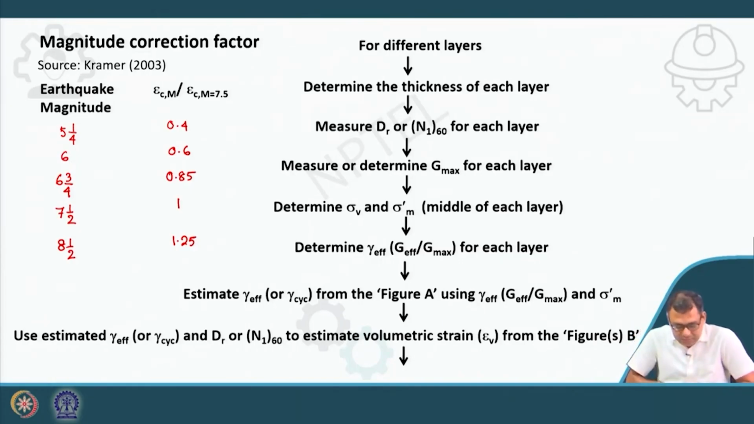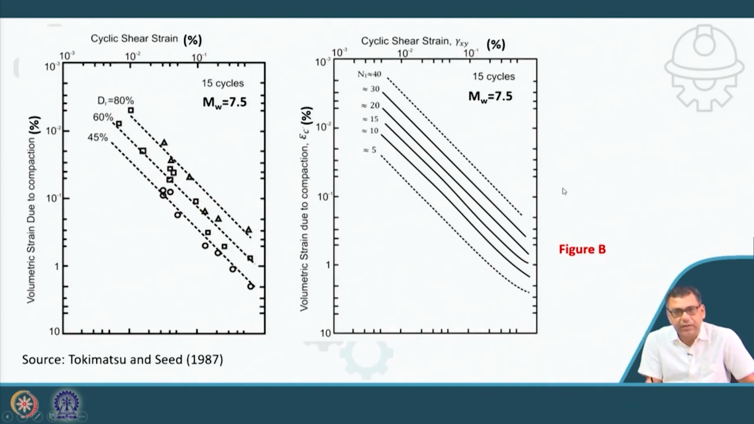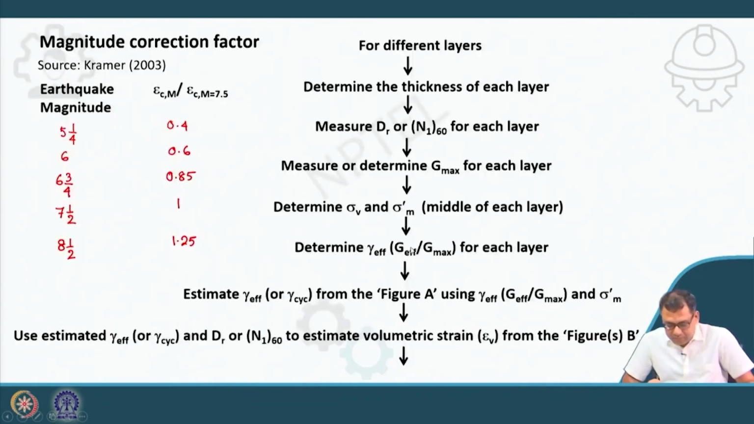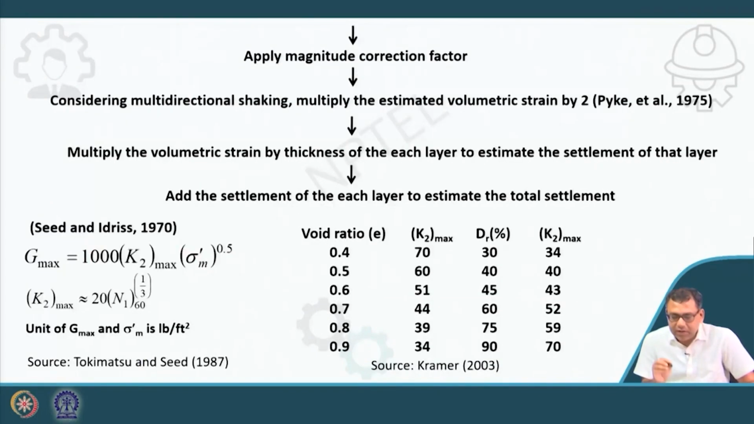Once you get that effective strain, you estimate the volumetric strain by using figure B. This is figure B, either this or this. By using the estimated effective strain and the N160 or Dr, based on that, you calculate the volumetric strain. Now, apply the magnitude correction factor. If you are determining the settlement of the sand for a magnitude either greater than or less than 7.5, then you have to apply the magnitude correction factor.